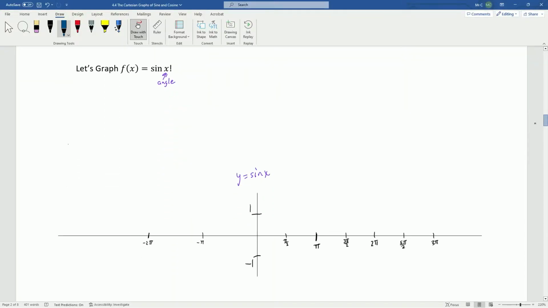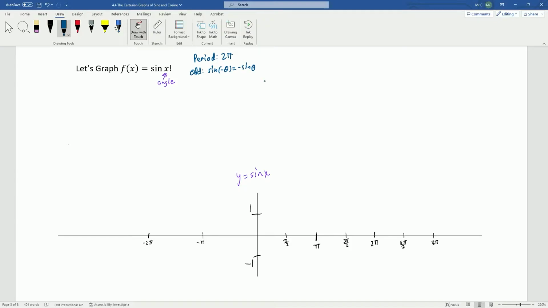Okay, so now we're going to start taking all this information that we've got, and we're going to use it to graph sine of x. So first, we're going to just take note. What do we know? We know the period is 2 pi. That means this graph is going to repeat its behavior every 2 pi. And we also know that sine is an odd function, meaning that sine of negative theta equals negative sine of theta.